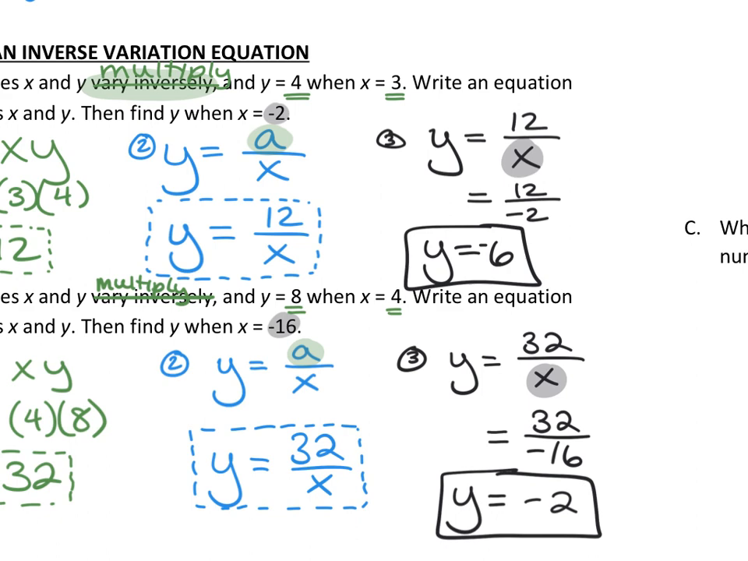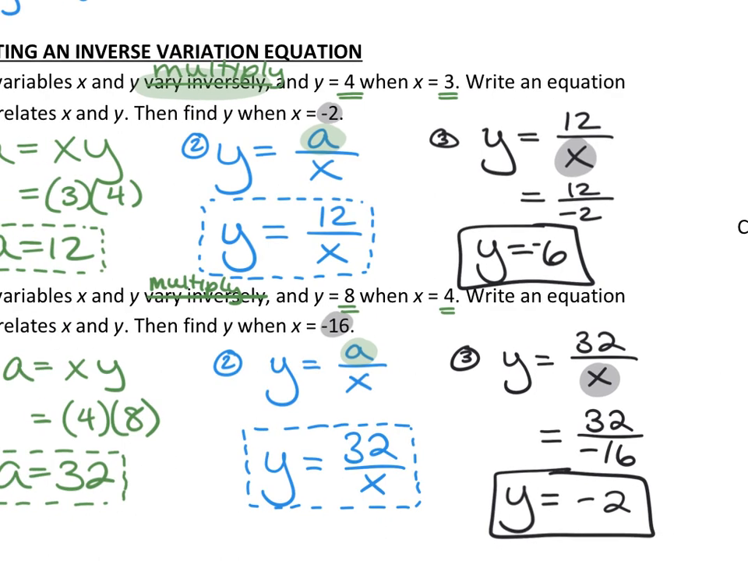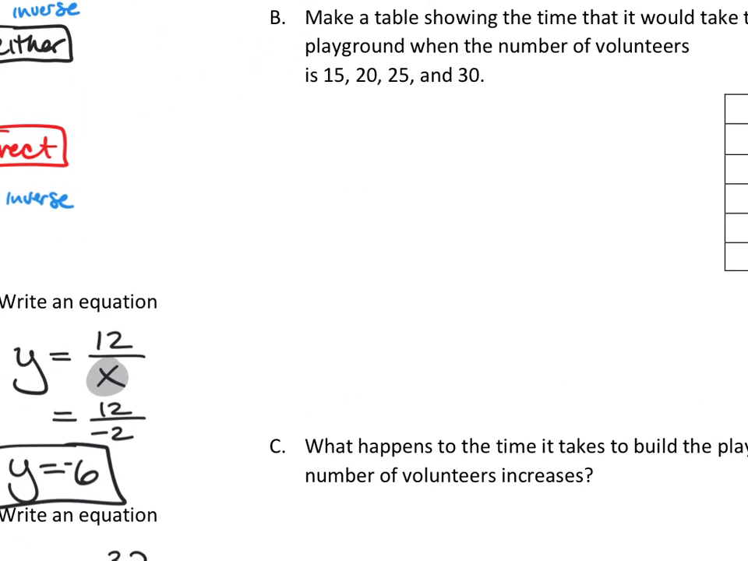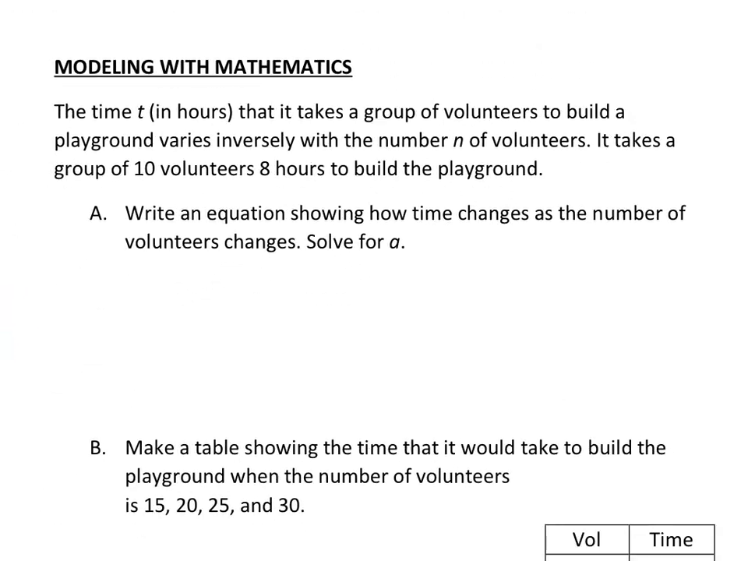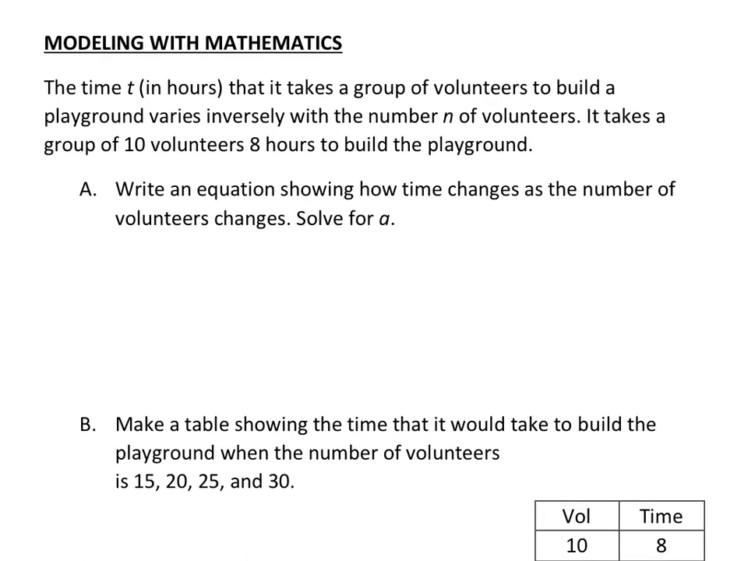Does that make sense to us? So that's a level 1 style question for me because it doesn't have any context. But the next question we're going to do is a real world contextual question, but it's the same stuff. Okay? This problem says, the time t in hours that it takes a group of volunteers to build a playground varies inversely. Oh, we see varies inversely. What do I mark that out and write above it?